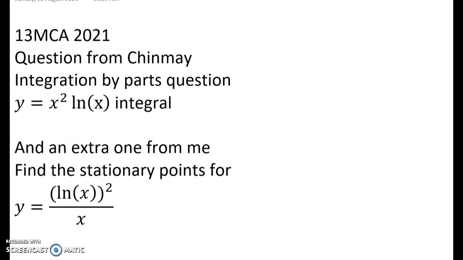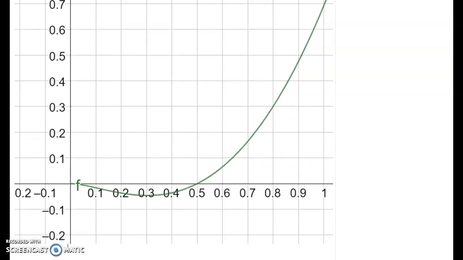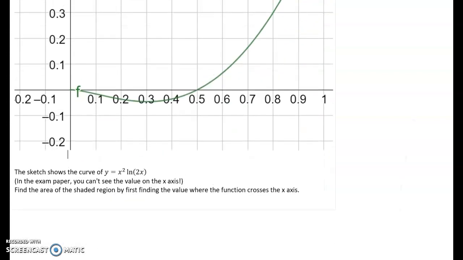This question's coming from Chinmay and it's from Chapter 8F of the textbook. It's question 7 in there and it's an integration by parts question. So we're given a function that looks like this. The only difference in the textbook is that you don't have those values on the x-axis, right? And the question goes like this.